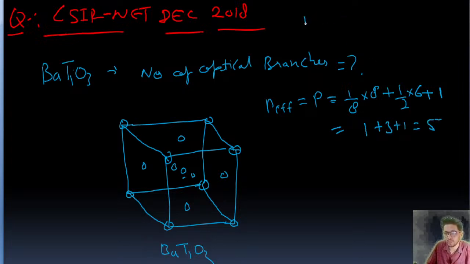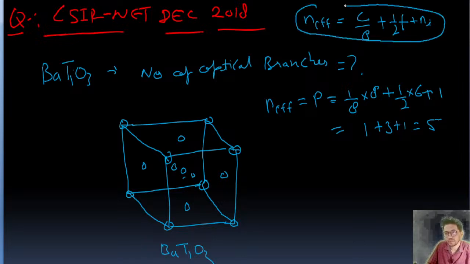So you need to know this formula: N effective equals corner atoms by 8, plus 1 by 2 face atoms, plus Ni, the center atom. I'm writing face atoms by F. This you need to know. I have already explained it in my previous lecture, so I would request you to watch that. So N effective is 5, guys.